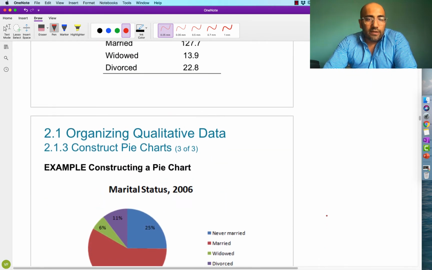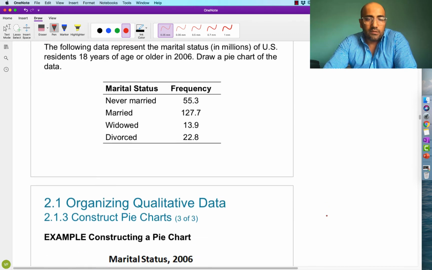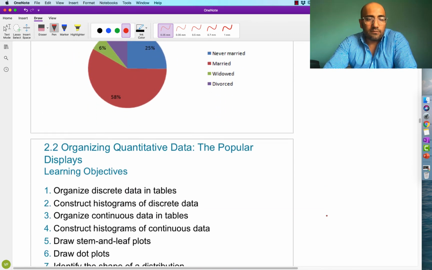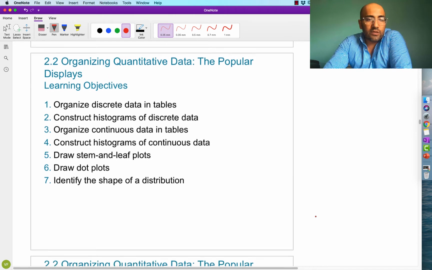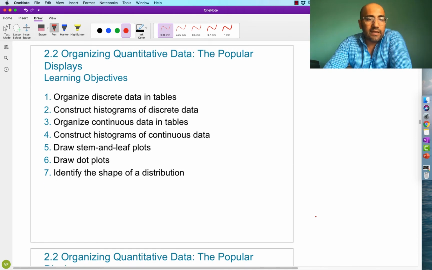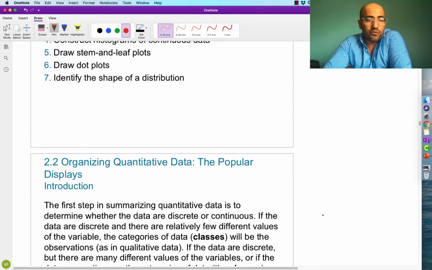Okay, pie charts I think are pretty easy. Let's move on. Organizing quantitative data. Okay, so we're going to organize discrete data into tables. We're going to construct histograms of discrete data, and we're going to organize continuous data in tables, construct histograms of continuous data. We're going to draw stem and leaf plots, and then draw dot plots, identify the shape and distribution.